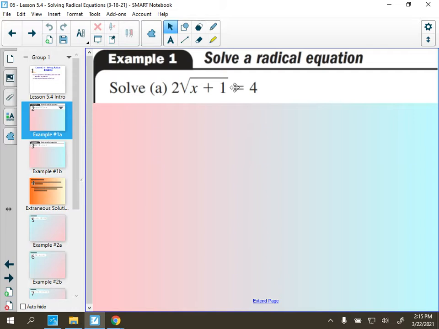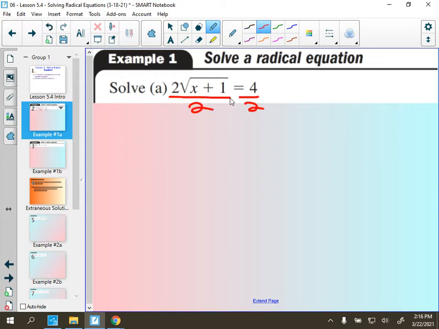Example 1. Pause it, set it up, you give it a shot, solve the radical equation. All right. So I've got 2 times the quantity, the square root of the quantity x plus 1, equals 4. So the first thing I see, let's jump in. Here's the solution. Get both sides divided by 2, right? Get our 2 out of there. Leave us with the square root of x plus 1 equals 2.